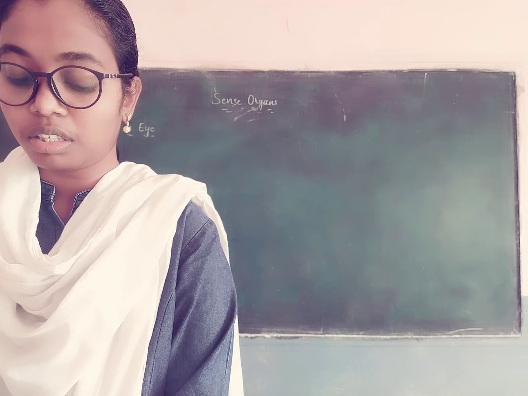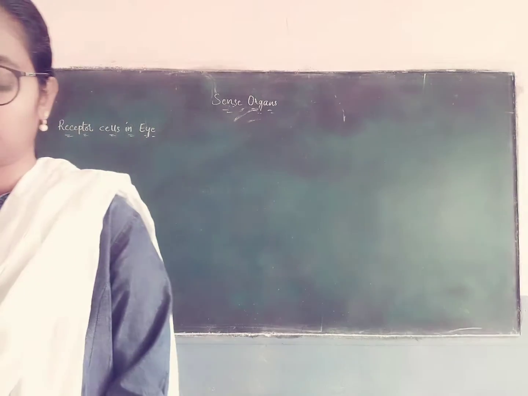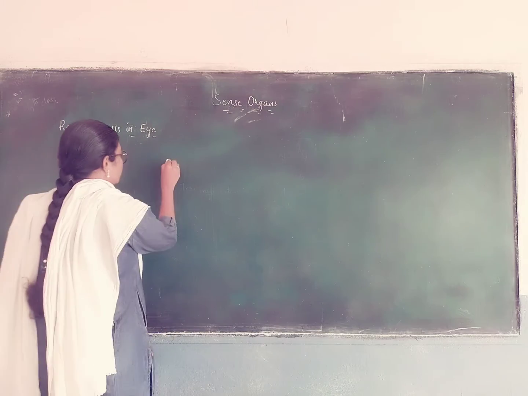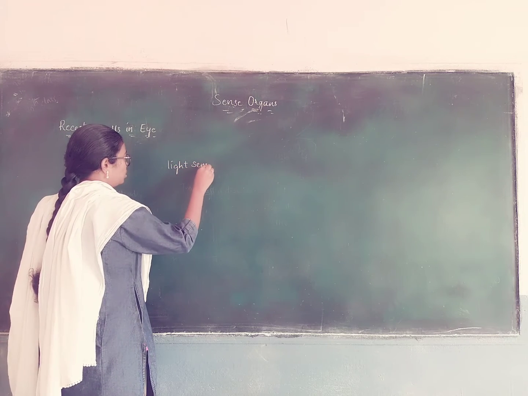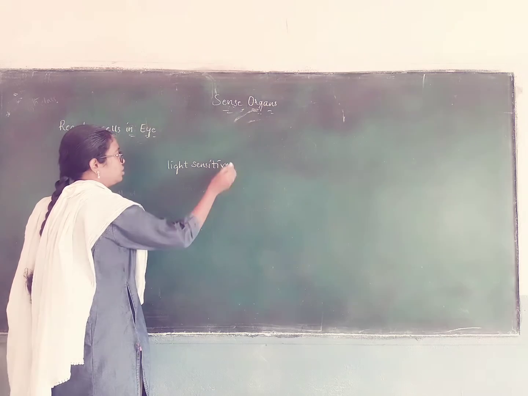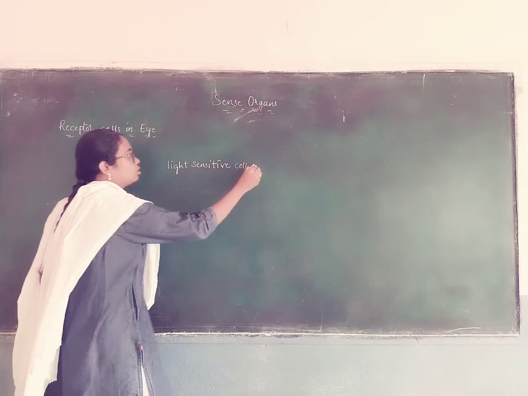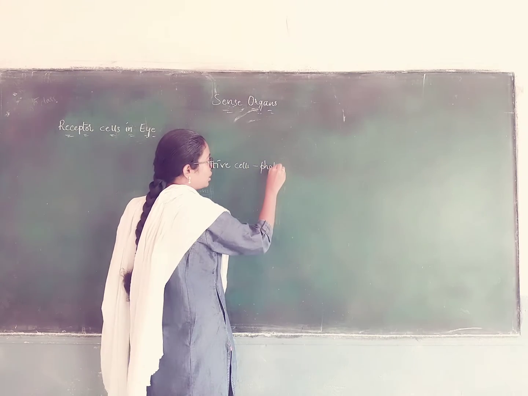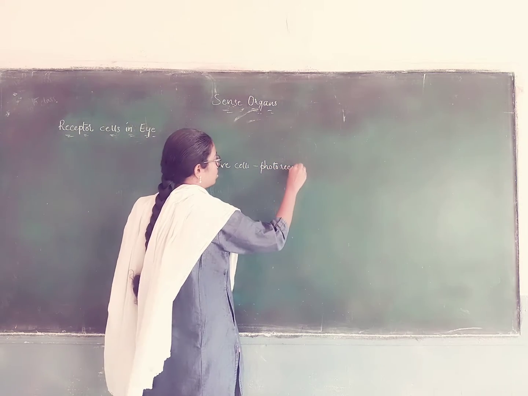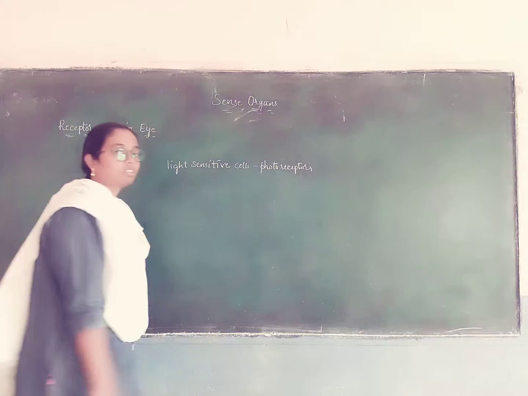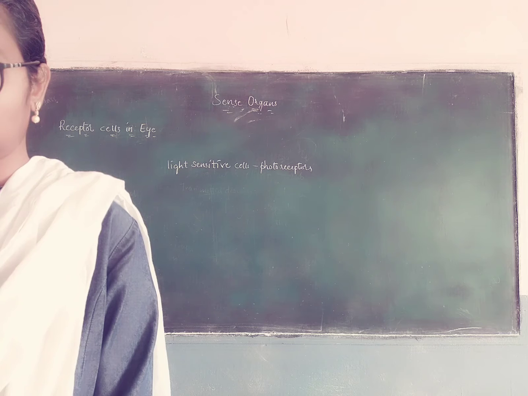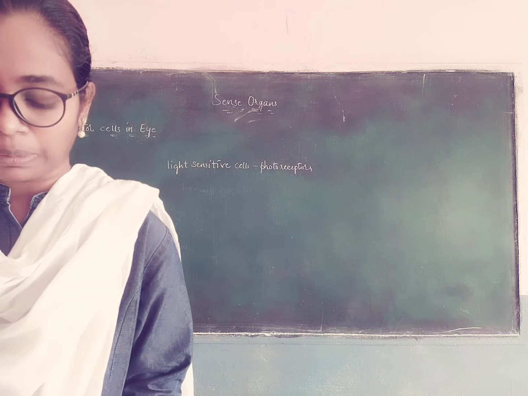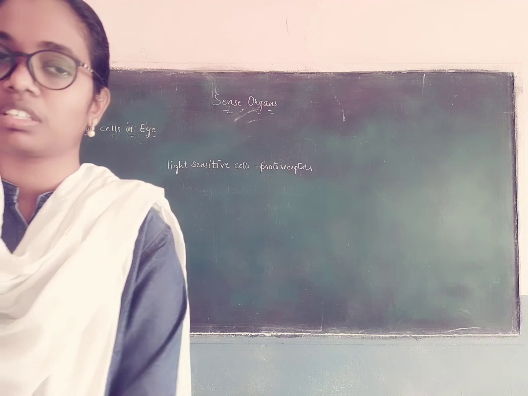The real work in the retina is performed by light sensitive cells known as photoreceptors. Our retina contains light sensitive cells and those are known as photoreceptors. These photoreceptors consist of two different types of specialized cells, the rods and the cones.